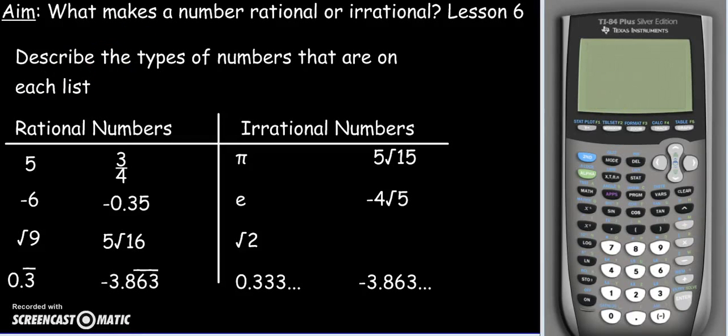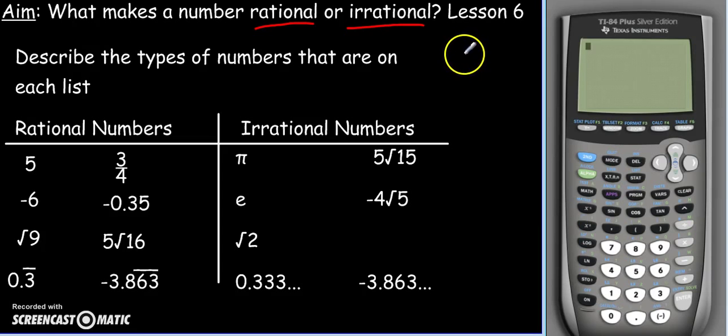Alright, so today we're going to be taking a look at the differences between rational and irrational numbers. We've discussed this before when it came to writing these numbers as decimals and fractions, and that is a big indicator of which one a number is. So here's a list of rational numbers and irrational numbers. Let's look for some commonalities and differences.